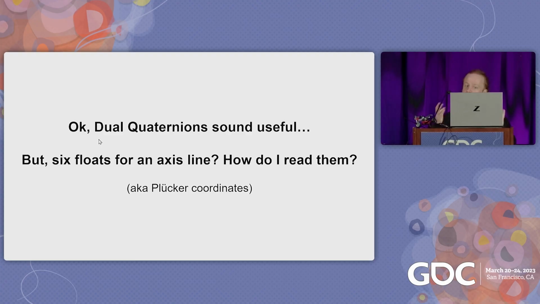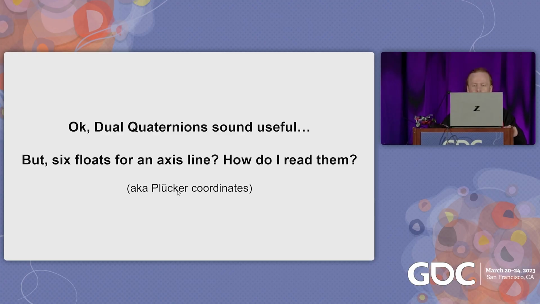Okay. If I persuaded you that dual quaternions sound a little bit useful, you might be interested now. Okay, 6 floats for that axis line. How do you read those 6 floats? And it turns out that these are the same things as what you might have heard being called Plücker coordinates.